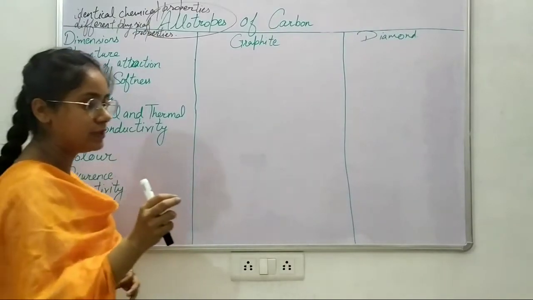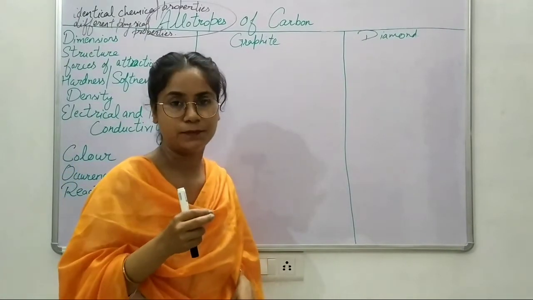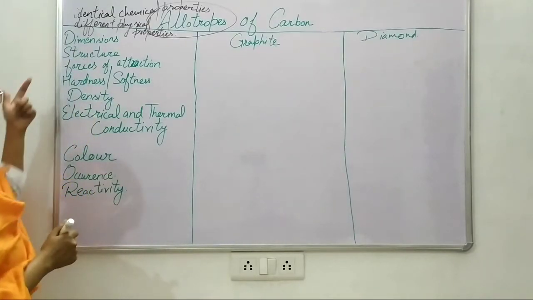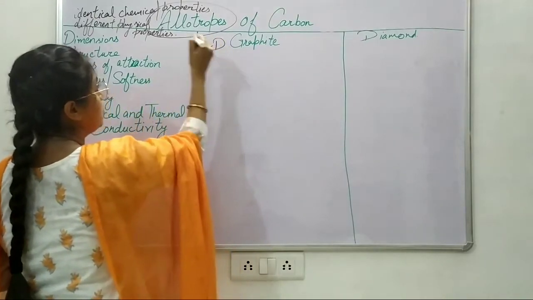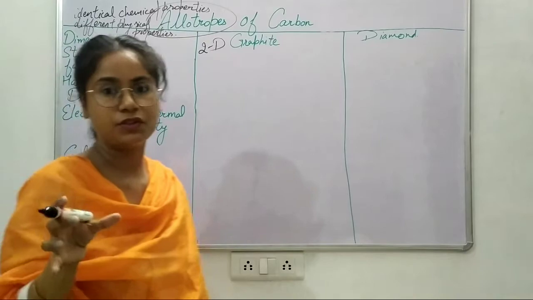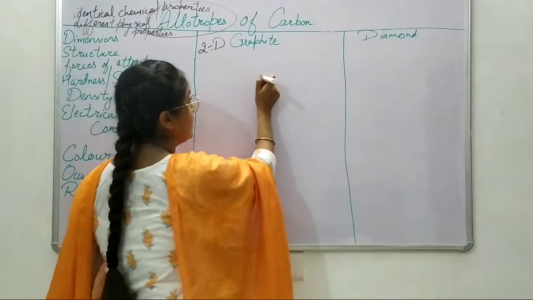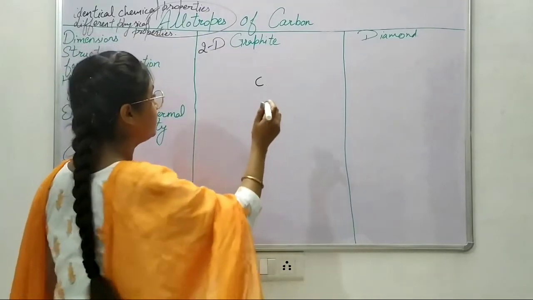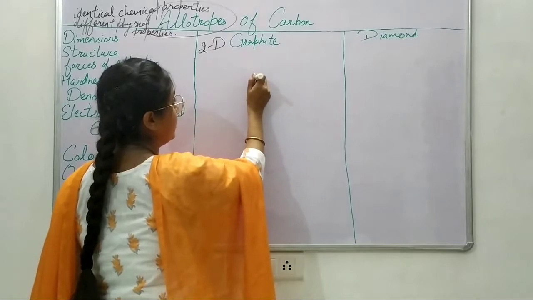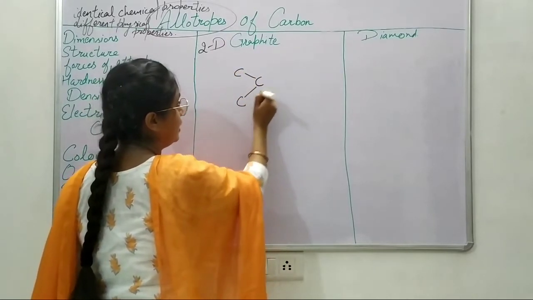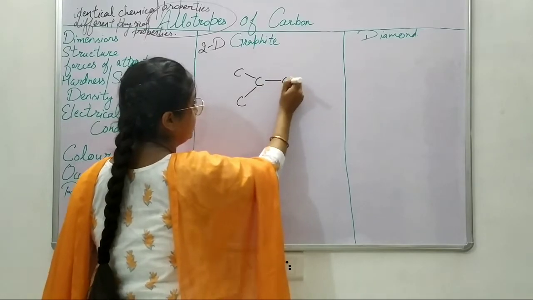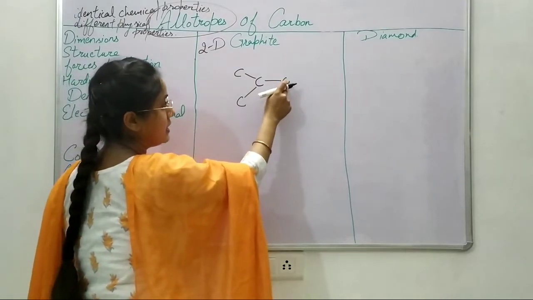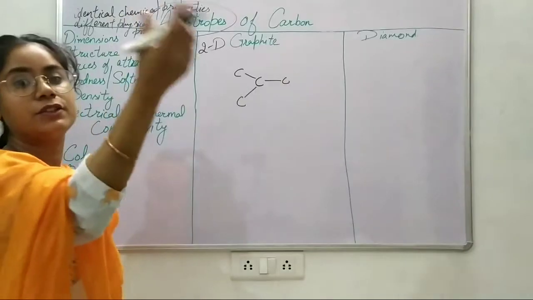Now the basic thing we need to know about it is the structure. First of all, graphite is two-dimensional, it is 2D. How is it two-dimensional? In graphite, each and every carbon is bonded with three other carbons. One carbon has been bonded with three carbons, and these other carbons will be bonded with another three carbons.